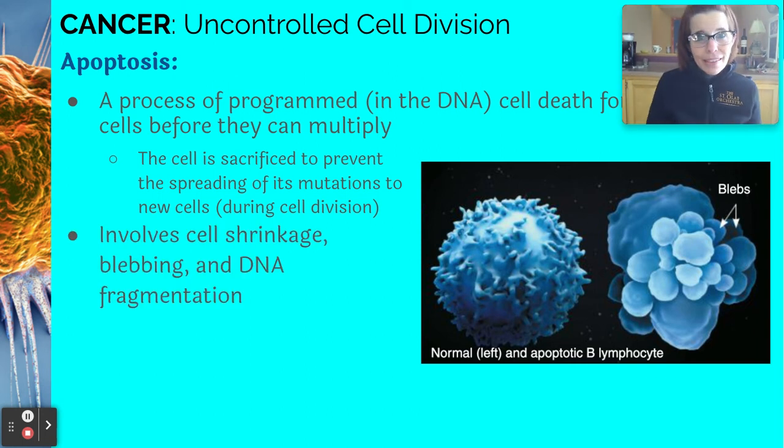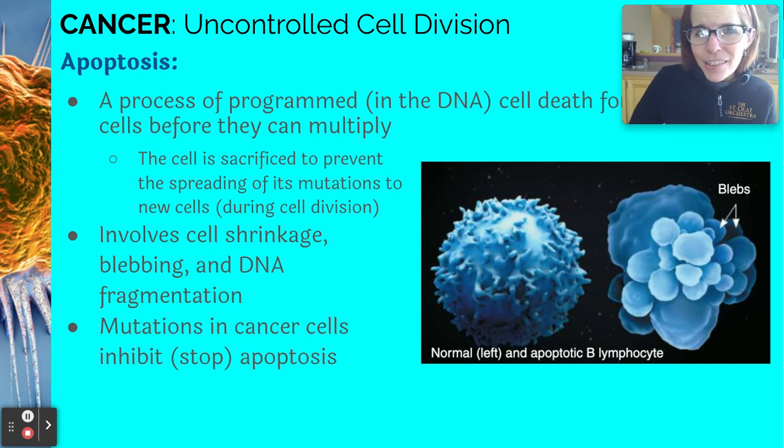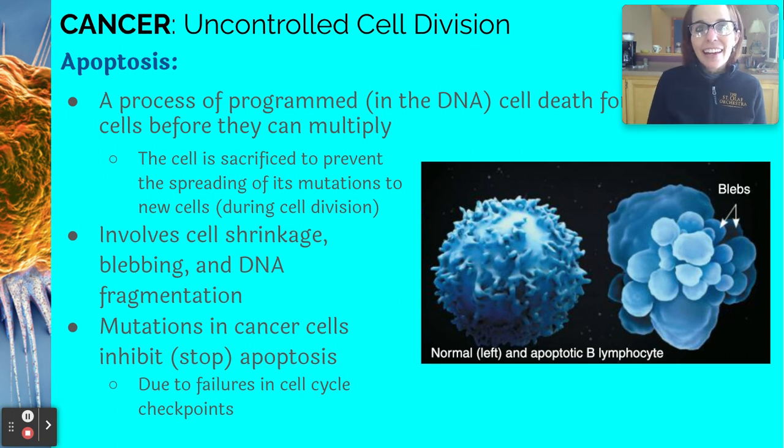What happens in apoptosis is that the cell shrinks, it blebs. Yes, scientists have a sense of humor. The little blobs are called blebs, and the DNA gets fragmented. And then the white blood cells just come along and they gobble up any cell that's gone through apoptosis. Done. It's brilliant. Mutations in cancer cells, fascinatingly enough, stop or inhibit apoptosis. So when they should be blebbing, they're not blebbing. Cancer is brilliant, and it's horrifying how brilliant cancer is.